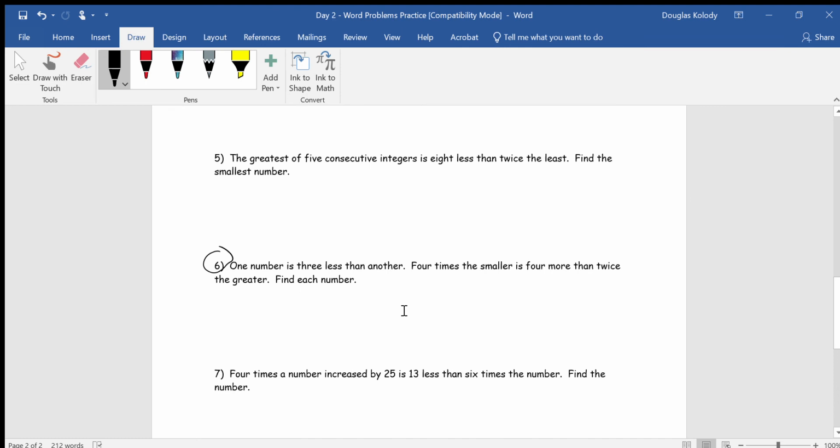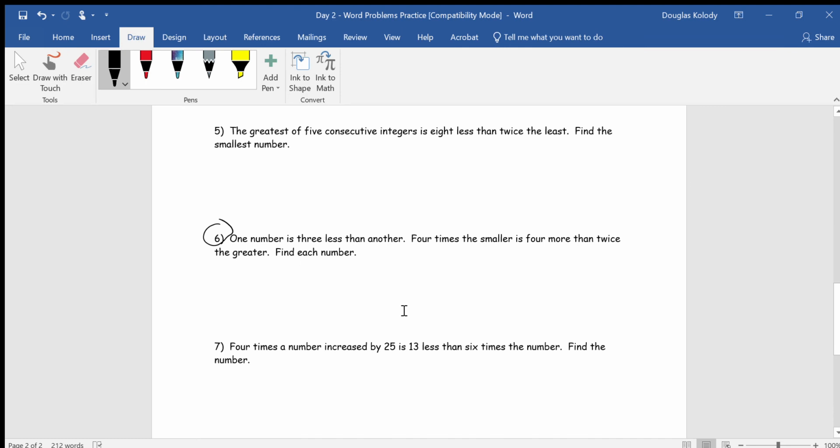Number 6. One number is 3 less than another. 4 times the smaller is 4 more than twice the greater. Find each number. So we have one number. We're going to call it x.